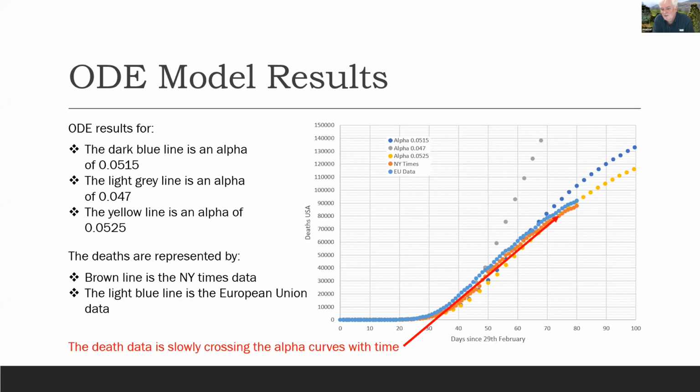And now I tracked to 0.0515 and 0.0525, and then you can see the blue dots is the EU data, the brown dots is the New York Times data, and the two track each other, but there appears to have been some lost data somewhere between day 40 and day 50 between the two of them. But you can see that the two sets of data at the moment are tracking along alpha of about 0.0525, but they're crossing over. They're slowly dropping. So it's slowly dropping with time.